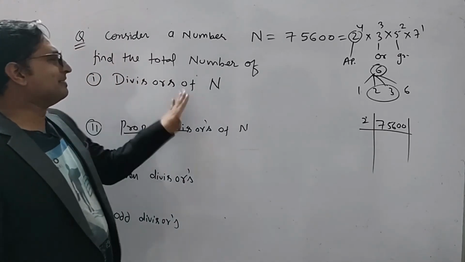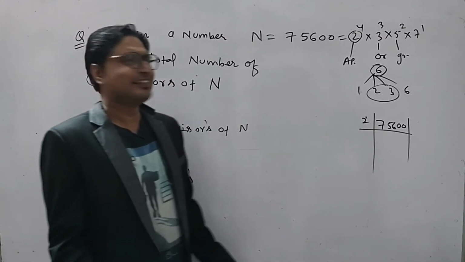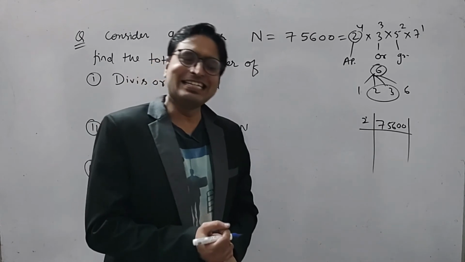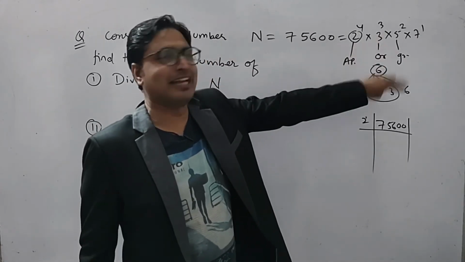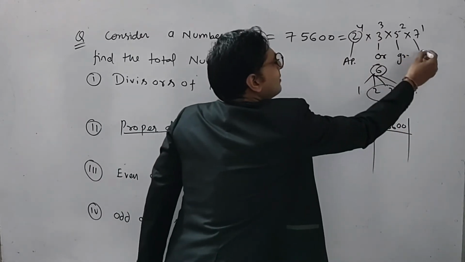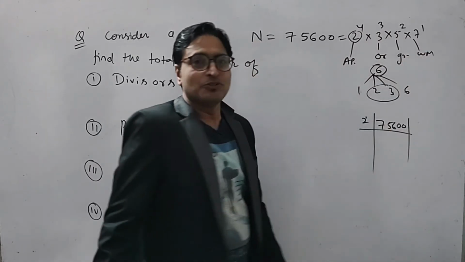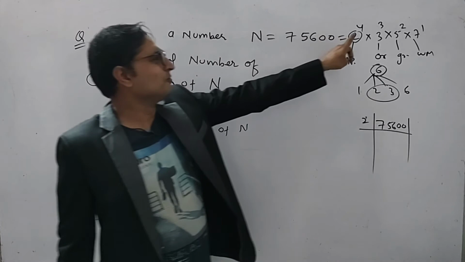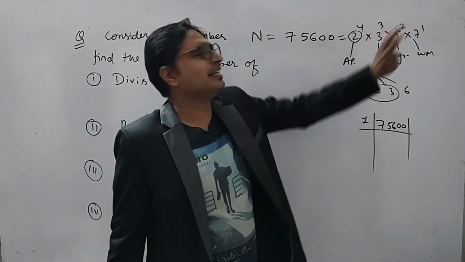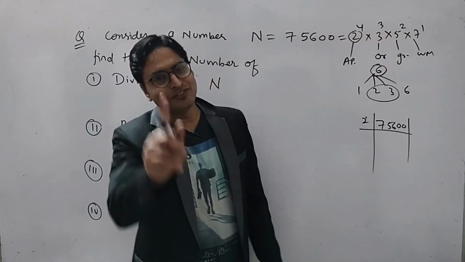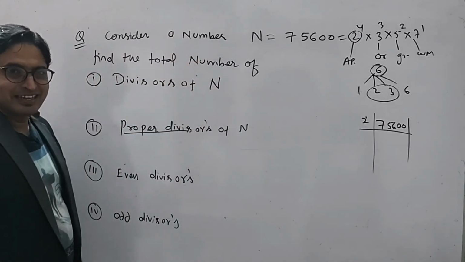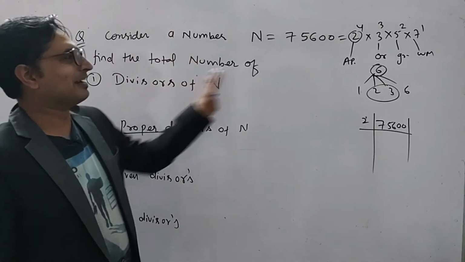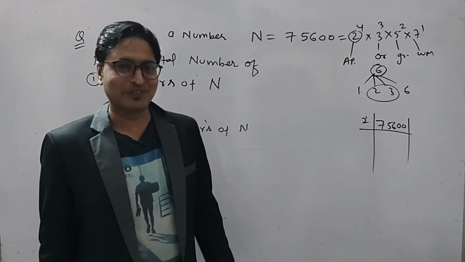So total divisors means what? You have to select at least 1 fruit. 2 is apple, 3 is orange, 5 is grape and 7 is watermelon. Out of these fruits, how many fruits are there? 4, 3, 2, 1, that is 10. You have to select at least 1 fruit. This is the meaning of divisors: if you select a divisor, it means you have to select at least 1 fruit.